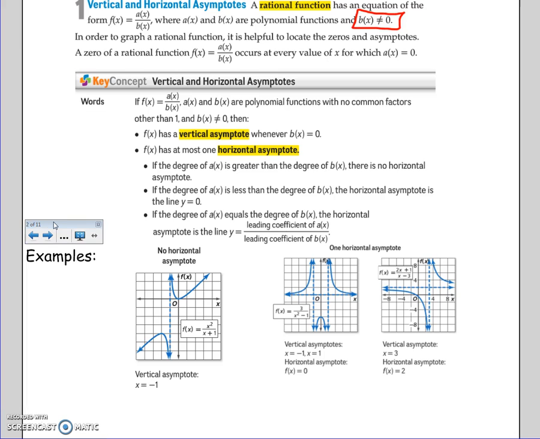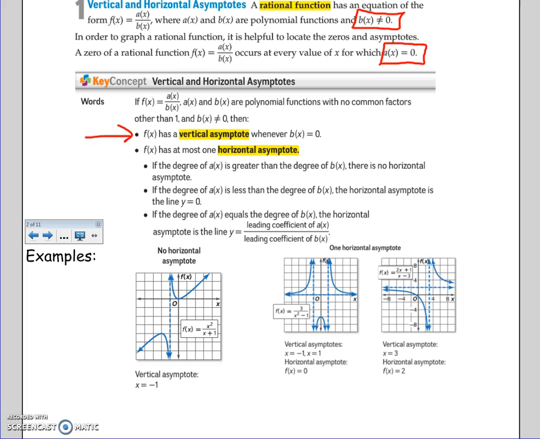Let's see, there's zeros or roots where the top equals 0, but we'll do that later. What we do care about is there's still asymptotes. Vertical asymptotes still come from when the bottom equals 0. And then there can be at most one horizontal asymptote. It takes into account the degree of the top and bottom.